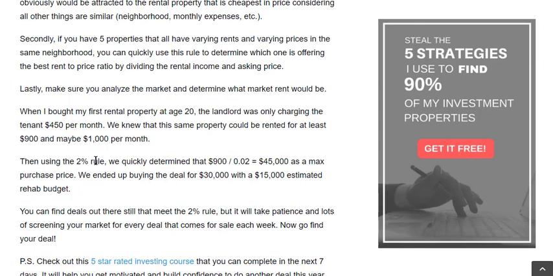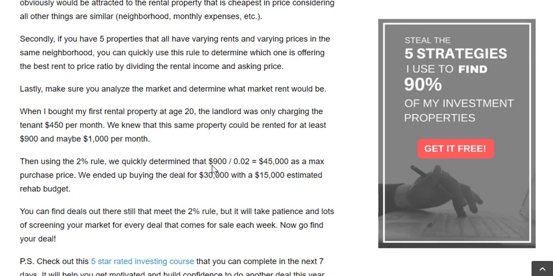If we analyze with the 2% rule, and let's say we think we can get $900 a month in rent, we're going to divide that by 2% to figure out what our max purchase price is. So $900 is 2% of $45,000. Now, if your rents were $1,000, then 2% would be $50,000. If it was $2,000 in rents a month, $2,000 would be 2% of $100,000. So if you just do some simple math there, $2,000 divided by $100,000, that's 2%.